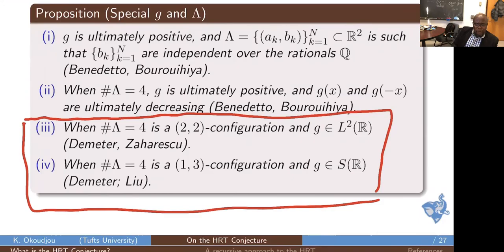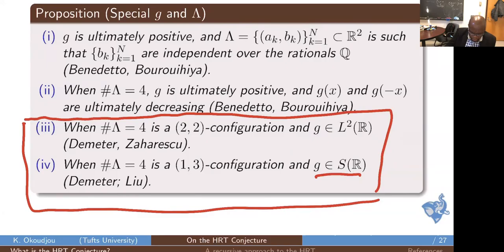And Dimitri and Zararescu proved that when the 4 points sit on a special configuration, I'm going to draw it in a minute, then the HRT conjecture is true for any L2 function. And they look at a different configuration. Dimitri by himself looked at a different configuration of 4 points that's called the 1-3 configuration. And he proved that if the window is restricted to be a Schwarz function, then the HRT conjecture is true.